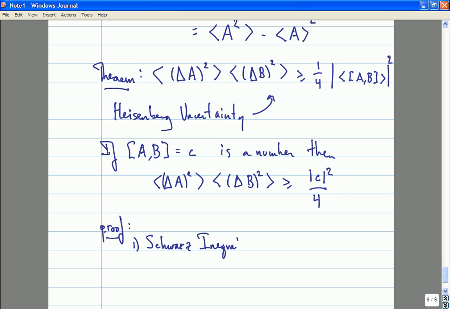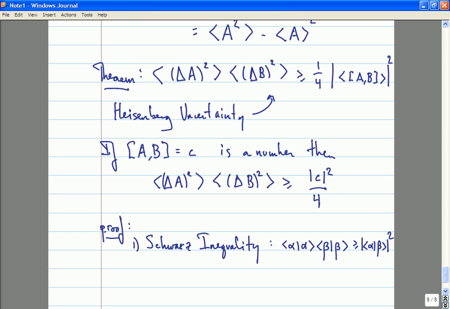which is the statement that the product of the norms of 2 states is always greater than or equal to the absolute value squared of their overlap. Okay. That's actually not a particularly surprising statement.